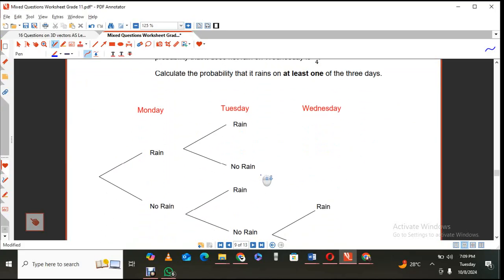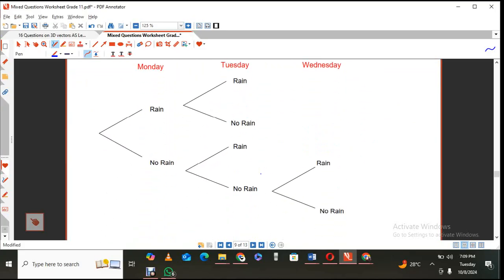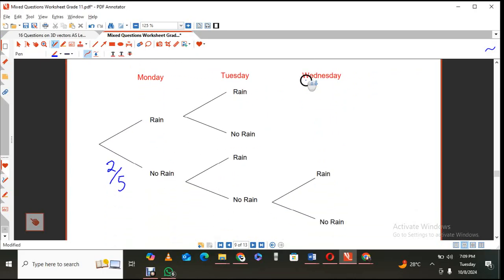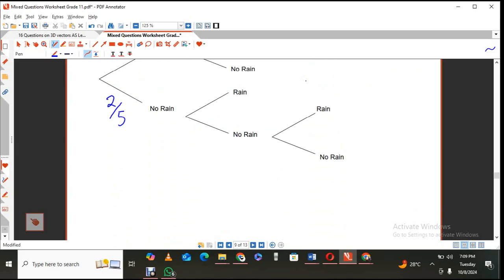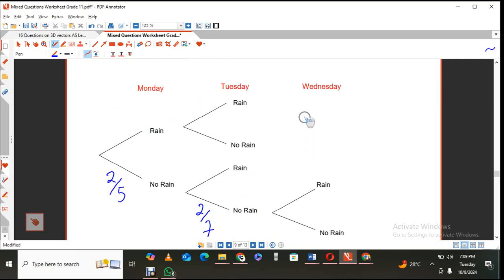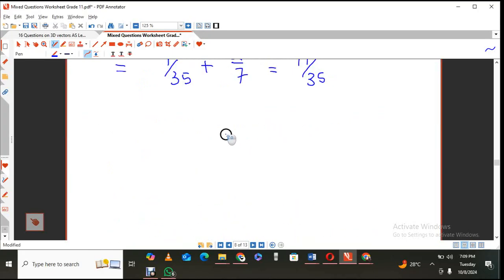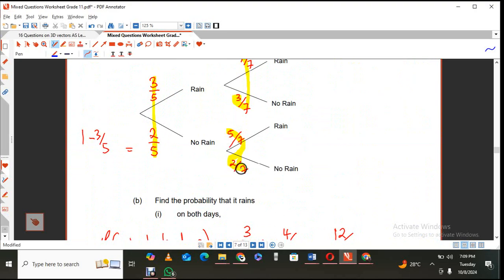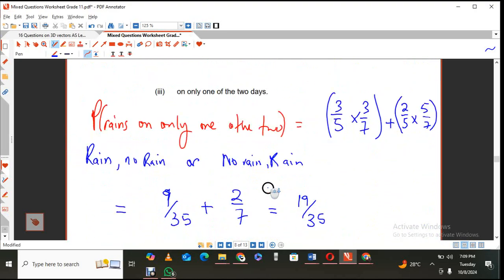Okay, right. Part C of the same question says, if it does not rain on Monday, remember, not rain on Monday, the fraction was 2/5, okay? And when it says does not rain on a Tuesday, so when it's not raining on a Tuesday, it was 2/7. So I'm just taking that part from the tree diagram that I have already in part A. So we can go back there just to show you. So it's 2/5 times 2/7. So that's Monday and Tuesday.